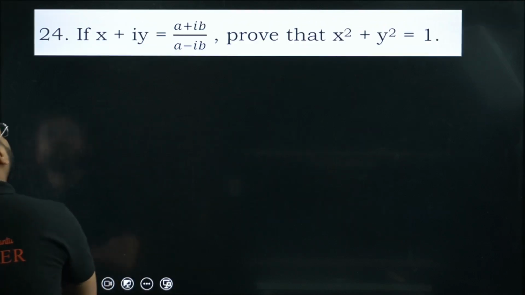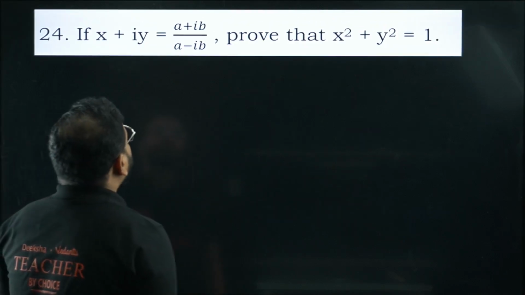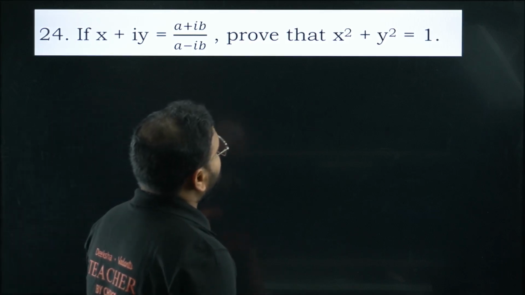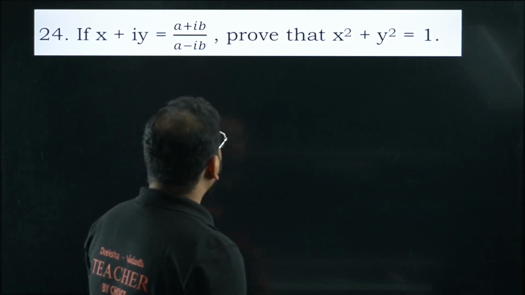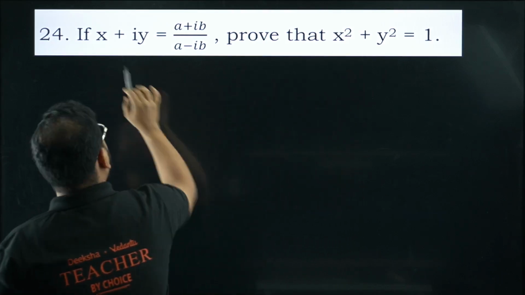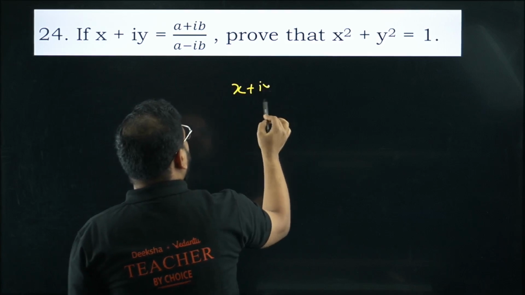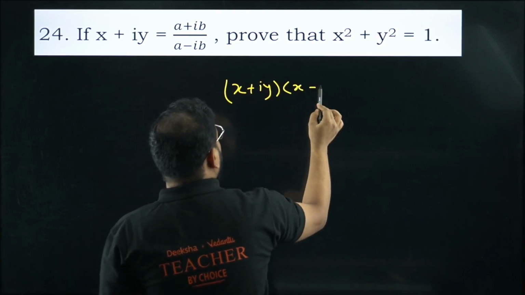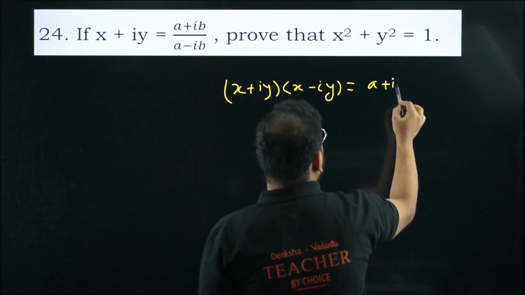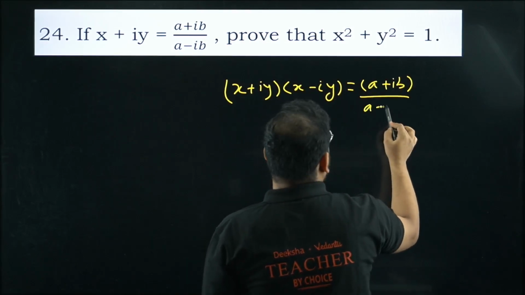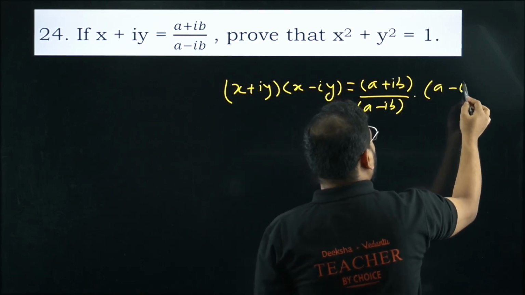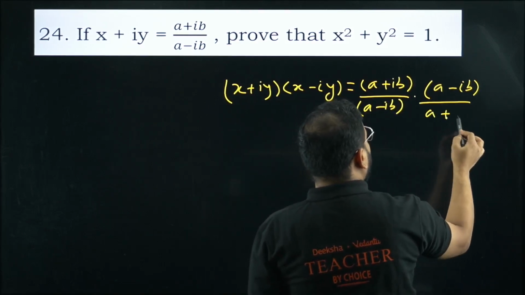Alright, 24th. If x plus iy equals a plus ib upon a minus ib, prove that x square plus y square equals 1. What I can do over here is, I want to have this value, x square plus y square. Let's multiply this with its conjugate. Multiply x plus iy with its conjugate, x minus iy. Same thing will happen on this side also. A plus ib upon a minus ib, the conjugate will give me a minus ib upon a plus ib.